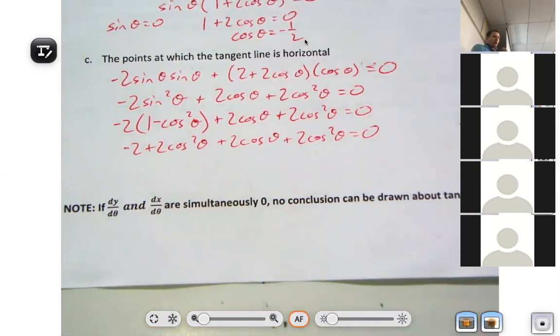Then I'm just going to write it in order of a quadratic. I got my quadratic term, my linear term, my constant.